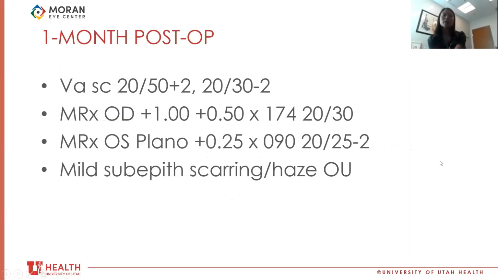So at the 1 month post-op, he was doing really well. He was 20/50, 20/30. Interestingly, he was less hyperopic than he was before. So about a +1.25 in the right eye, getting to 20/30, pretty close to plano in the left eye, getting 20/25. Still had a little bit of, I guess, residual corneal dystrophy in both eyes, little sub-epi scarring, maybe a little bit of haze in both eyes.